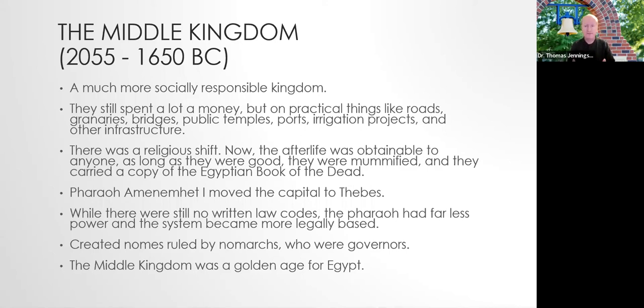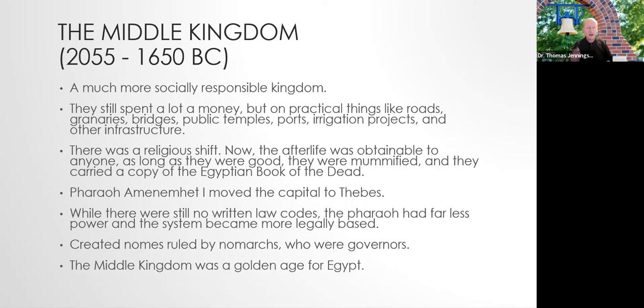You also see the pharaoh Amenemhat I is going to move the capital from Memphis to Thebes, which will remain the capital for most of the rest of Egyptian history. And while there are no written law codes during this period, the pharaoh had far less power, and the system becomes much more legally based. There are oral law codes. And so you do see a much more responsible period. The pharaoh, like I said, is not absolute. You had fair trials and things like that.